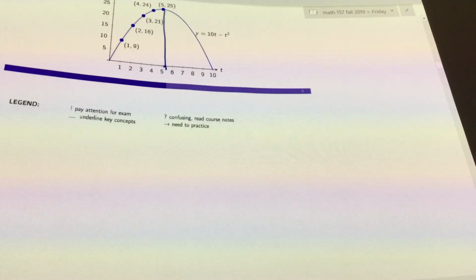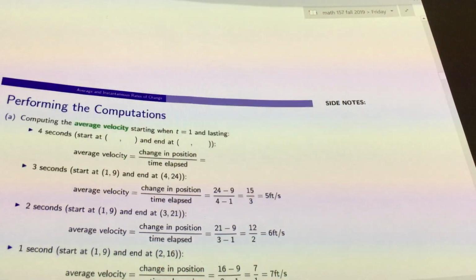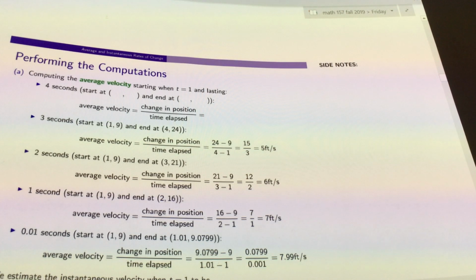For example, this is what the graph is about. I'm starting from the point (1, 9), and the point I want to find is (2, 5).